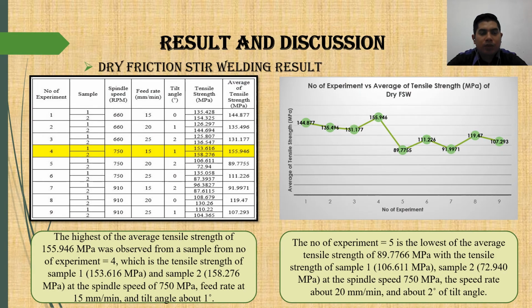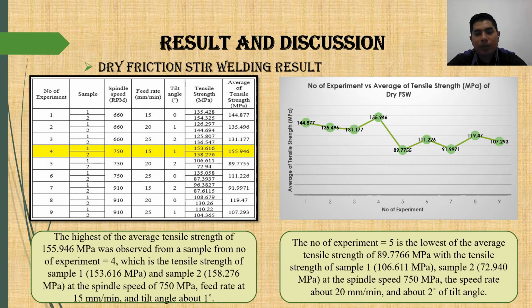Results and discussion from the tensile test experiment. This is the dry friction stir welding result. The highest average tensile strength of 155.946 MPa was observed from experiment number 4, where the tensile strength of sample 1 is 153.616 MPa and sample 2 is 158.276 MPa, at a spinning speed of 750 rpm, feed rate of 15 mm per minute, and a tilt angle of about 1 degree.